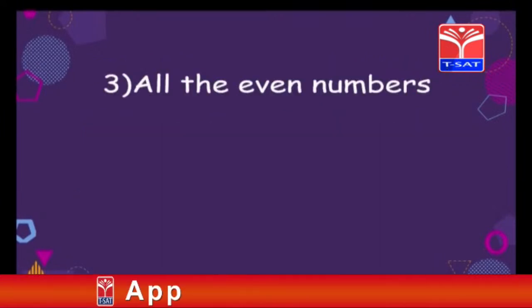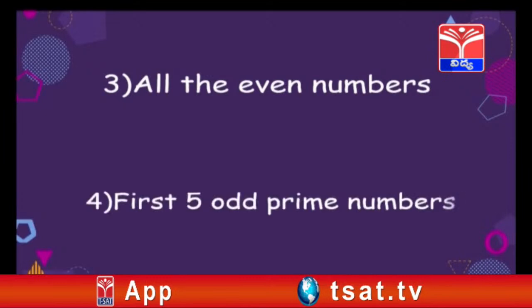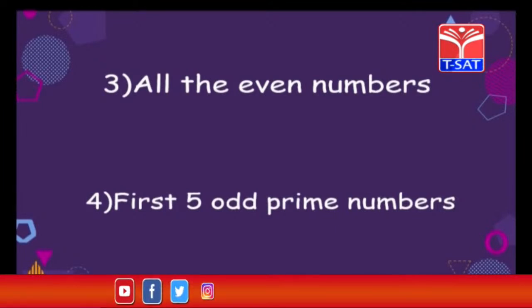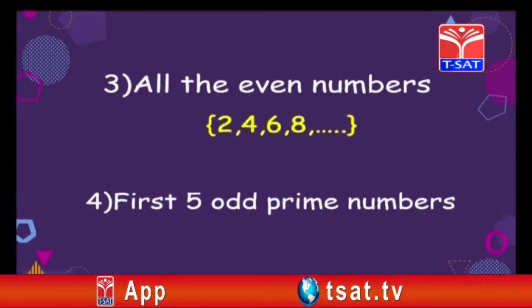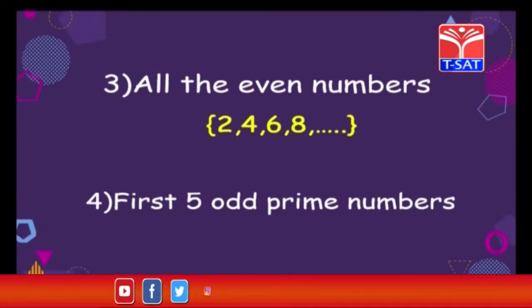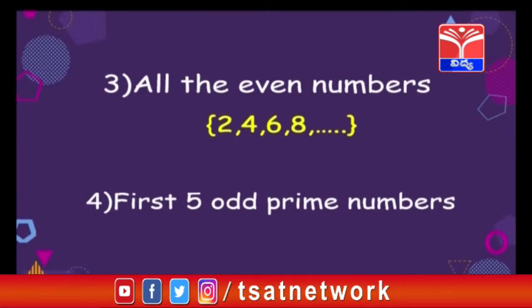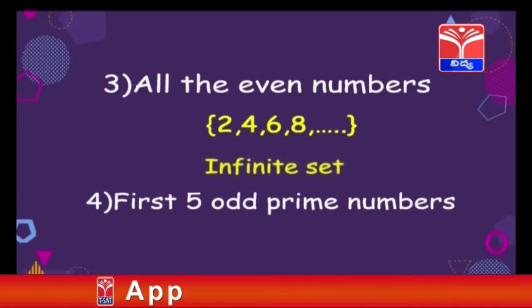The third one given to us is all the even numbers, and the fourth one is the first 5 odd prime numbers. Now, let us look at the third one, which is all the even numbers. We know numbers are uncountable and therefore the even numbers are also uncountable. So, all the even numbers could be 2, 4, 6, 8 and so on, which means the set asked of us is unlimited, or we can call it an infinite set.